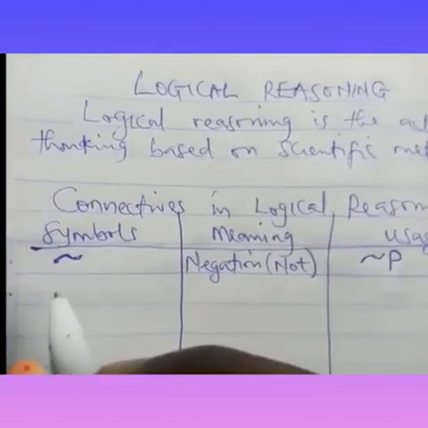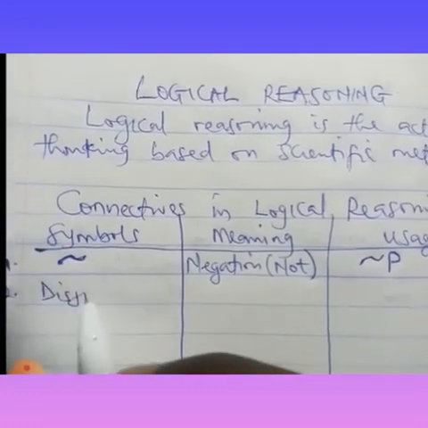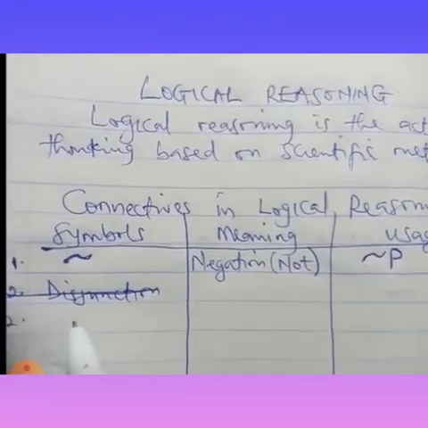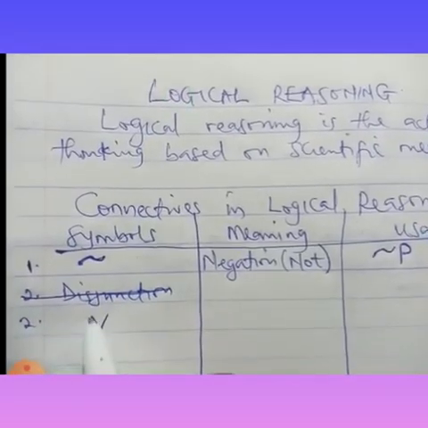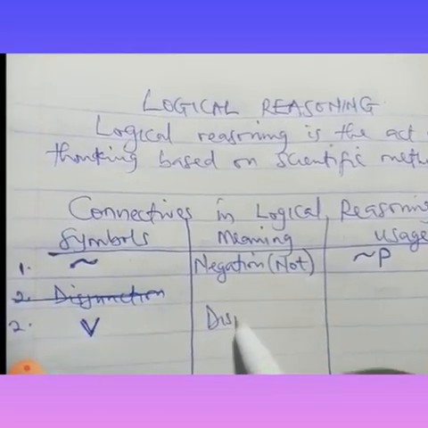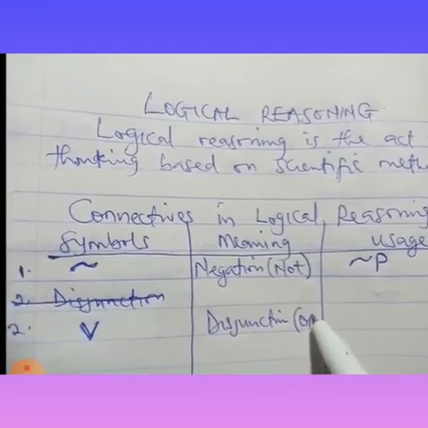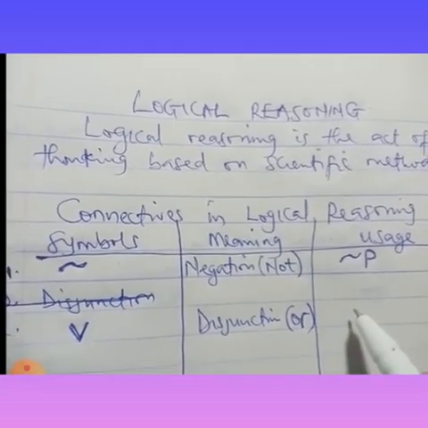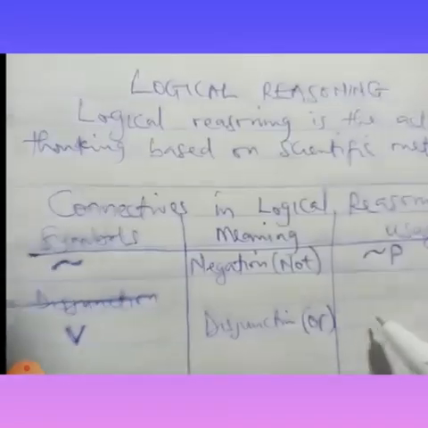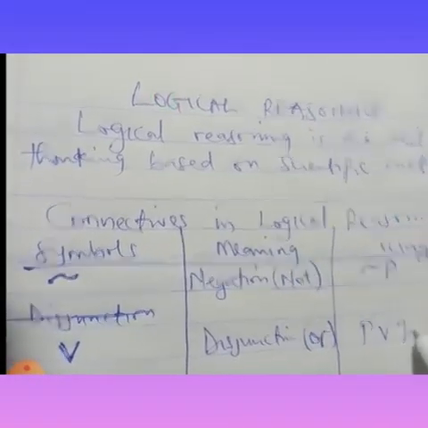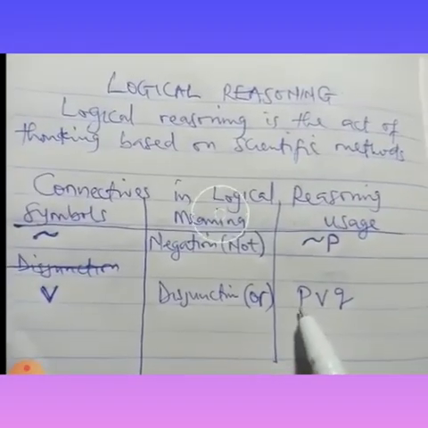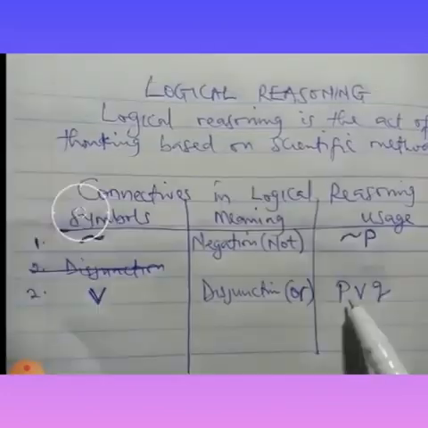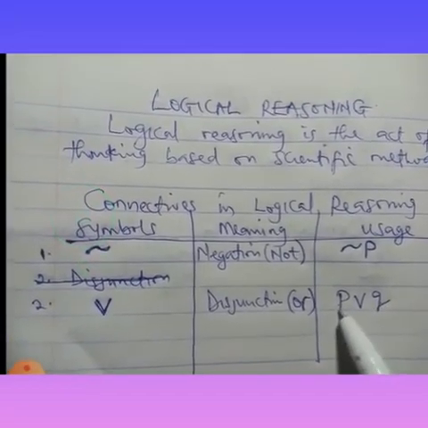Then the second is disjunction. Disjunction, or you call it or, and this is denoted by P or Q. That is, if we have two different statements, a statement P and another statement Q. So this disjunction is written as P or Q, either this or this.